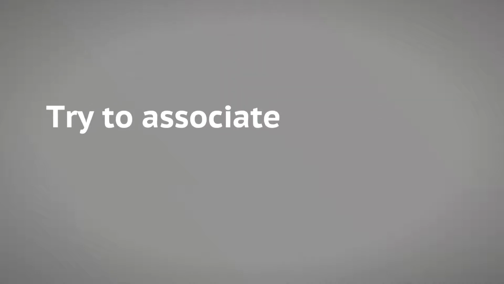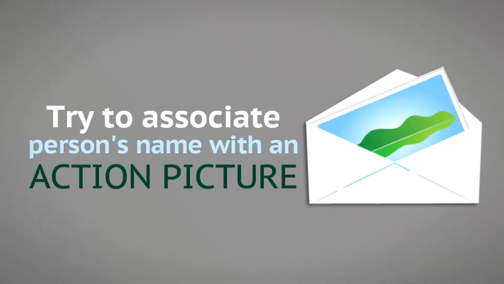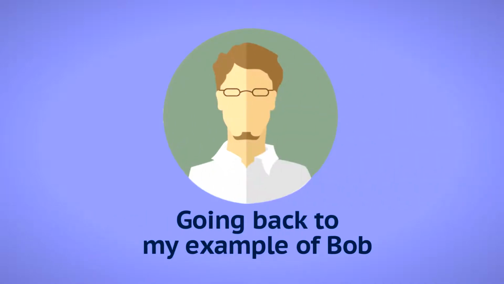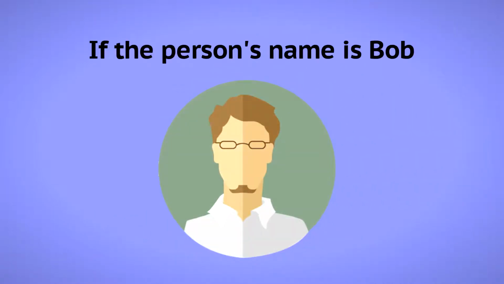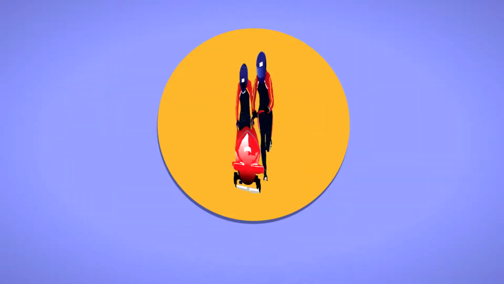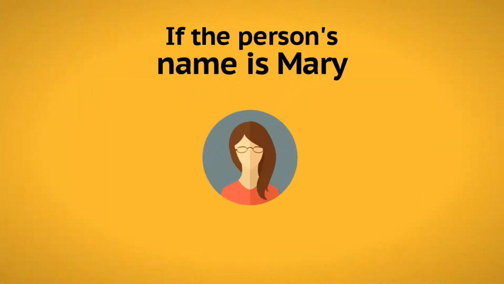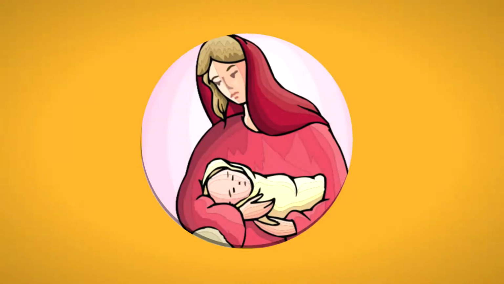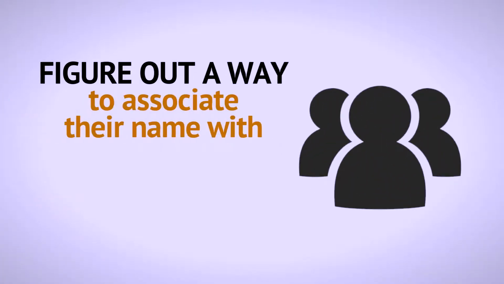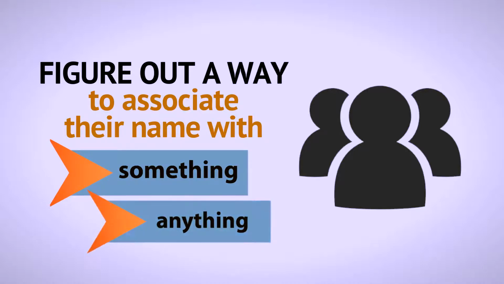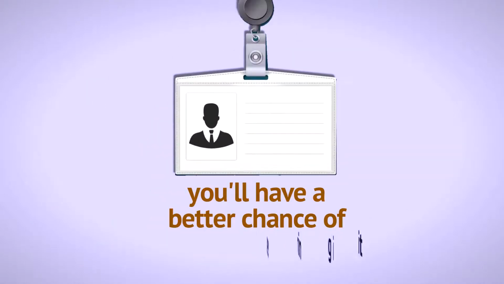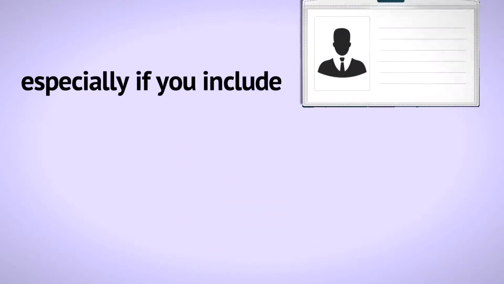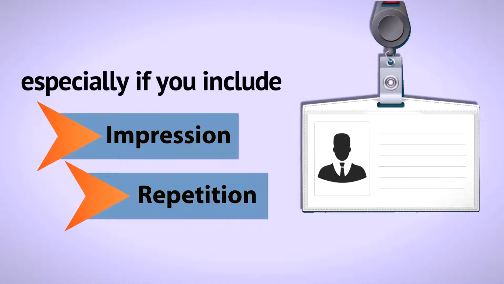I-R-A. The A stands for association. Try to associate the person's name with an action picture. Going back to my example of Bob, if the person's name is Bob, try to picture him bobbing for apples, or maybe on a bobsled. If the person's name is Mary, think of her getting married, or picture her as the Virgin Mary holding the baby Jesus. In other words, figure out a way to associate their name with something, with anything, and you'll have a better chance of remembering it, especially if you include impression and repetition.